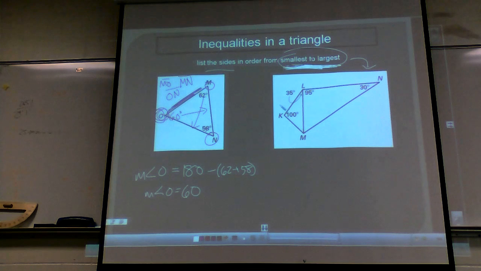Wait, didn't you just do that on that one? Didn't you just go biggest to small? Did I? Yeah, MO, N, no. That's small. 58 is a small triangle. So MO is opposite 58, so it's a small triangle.